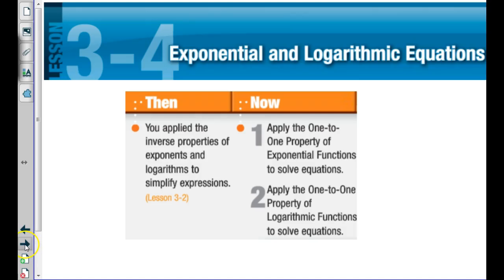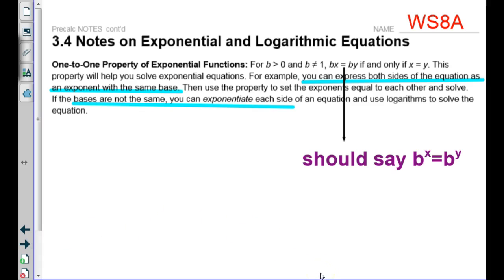This lesson. Okay, so 3.4 worksheet 8. First of all, at the top of the worksheet, there's a typo. Nothing like starting the lesson off right.